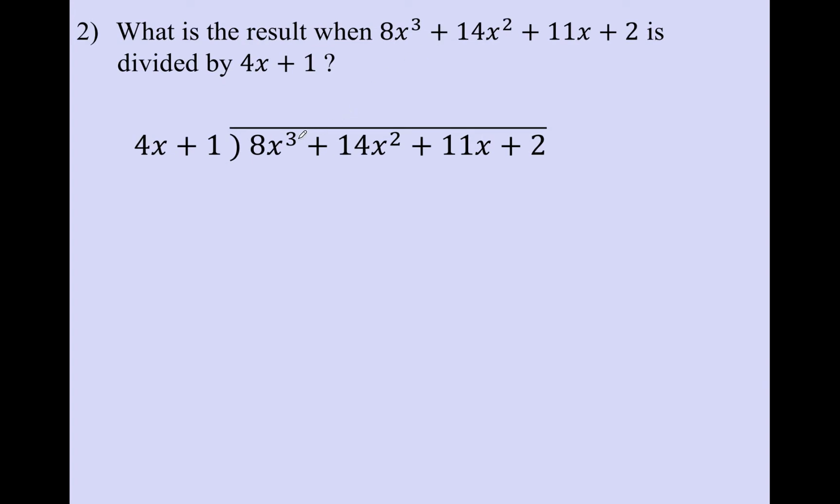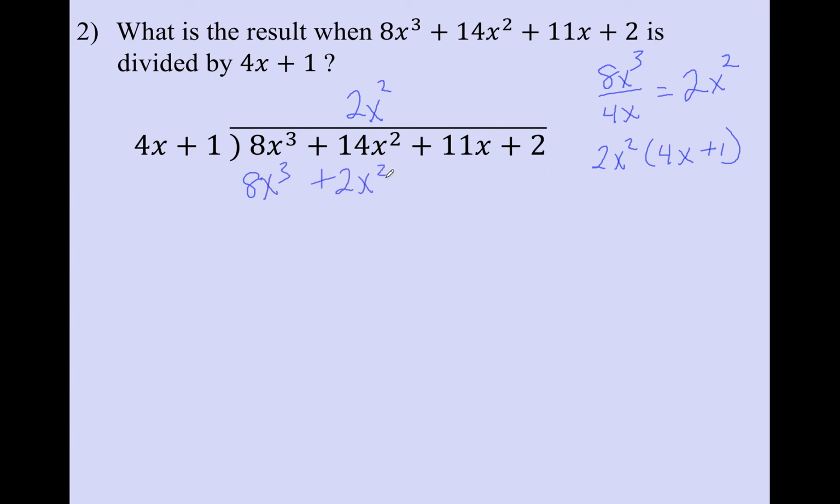Okay, problem number 2. Polynomial divided by 4x plus 1. Take the first term, 8x cubed divided by 4x. 8 divided by 4 is 2. X cubed divided by x is x squared. Put that 2x squared above the x squared position. And then we take 2x squared times 4x plus 1, which is 8x cubed plus 2x squared. Draw our line, parentheses, subtract.